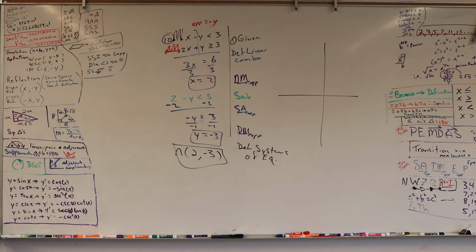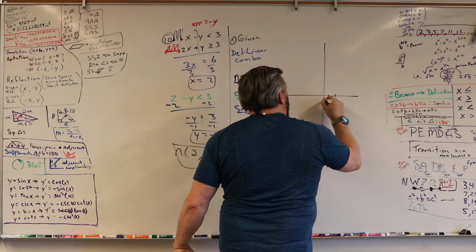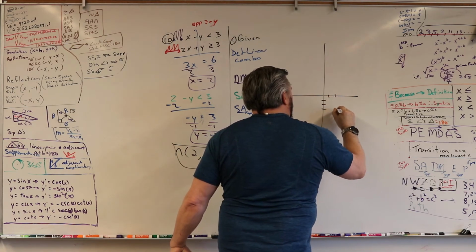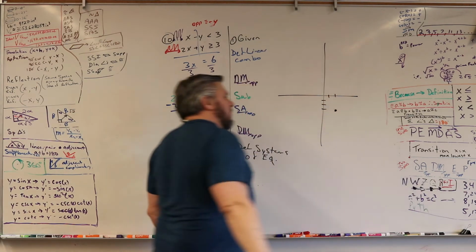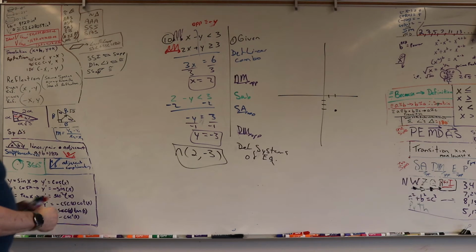Alright, so now we can start to graph. We have a point at 2, -3. 1, 2, 1, 2, 3. We have a point. But that's all we have is a point, a point of intersection.